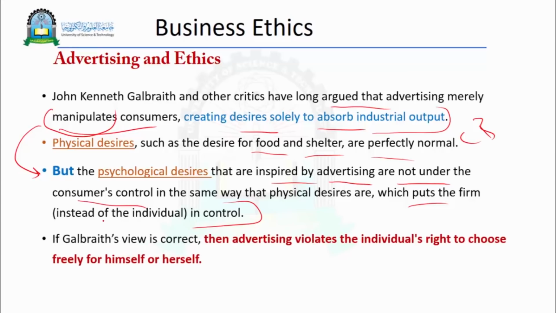If Galbraith's view is correct, then advertising violates the individual's right to choose freely for himself or herself. And that is against the free rights of individuals and consumers. And accordingly, according to our principles of ethics, affiliating with rights.